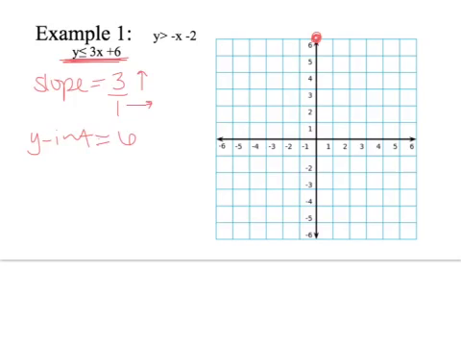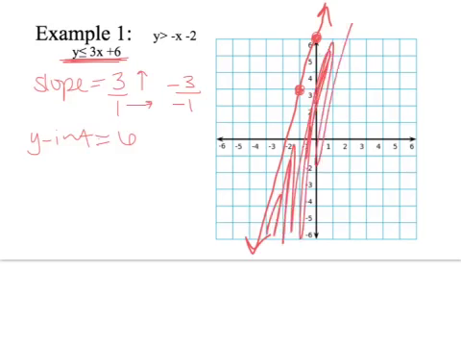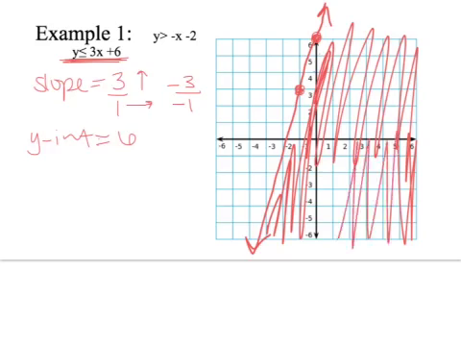So remember, a positive 3 is the same as negative 3 divided by negative 1. A negative and a negative make a positive. So I'm going to actually count down 3, 1, 2, 3, and to the left 1. Since this has an equal sign with it, it is going to be a regular line. Then it says y is less than, so I'm going to shade the less than area below the line.